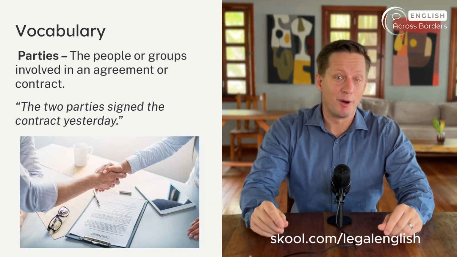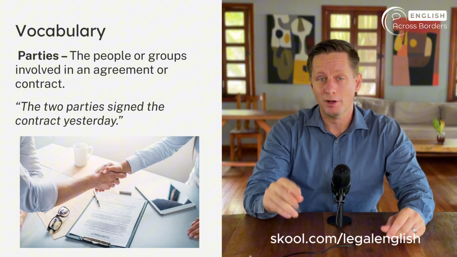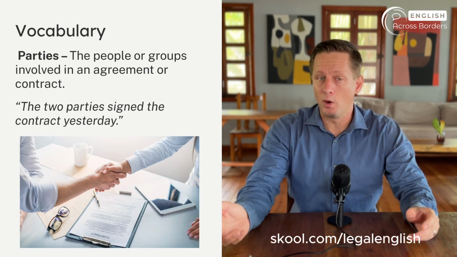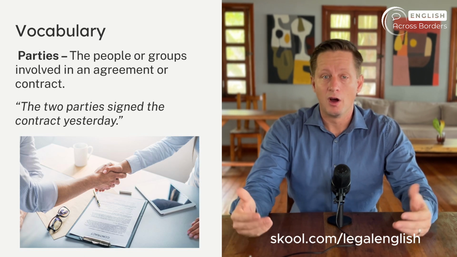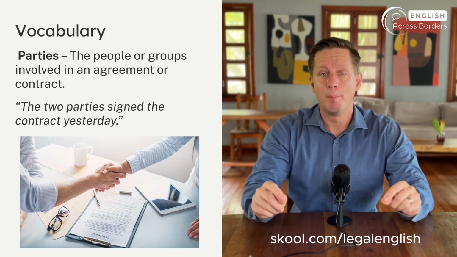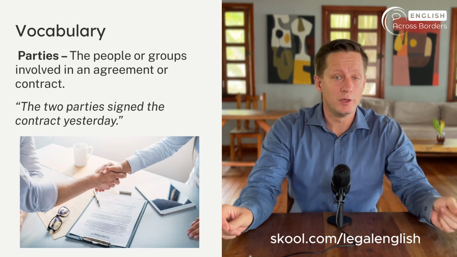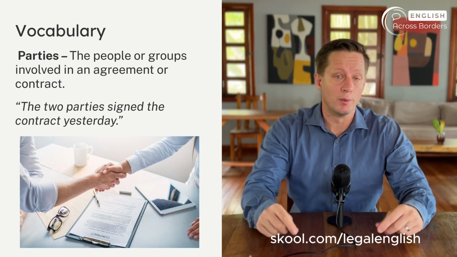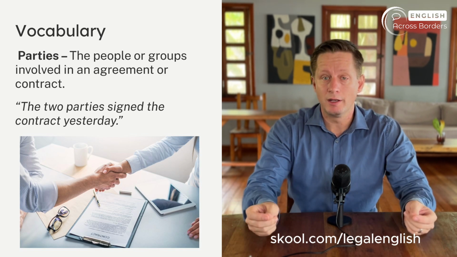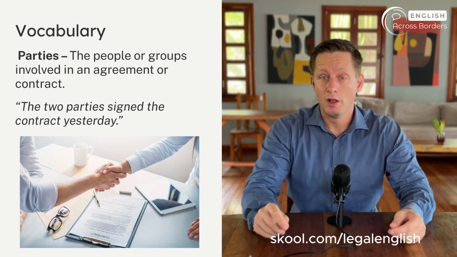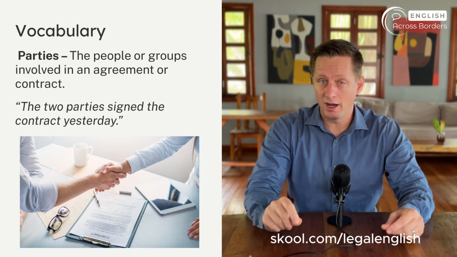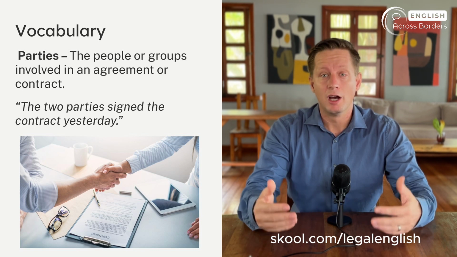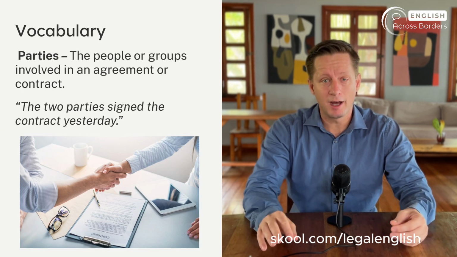Now let's learn parties. Imagine two people, Maria and Juan. Maria wants to rent a house from Juan. Maria and Juan are the parties in the contract, the people who make the promise to each other. When lawyers talk about contracts, they use the word parties to mean everyone involved. For example, the two parties signed the contract yesterday. This means both Maria and Juan agreed to the contract by signing it.